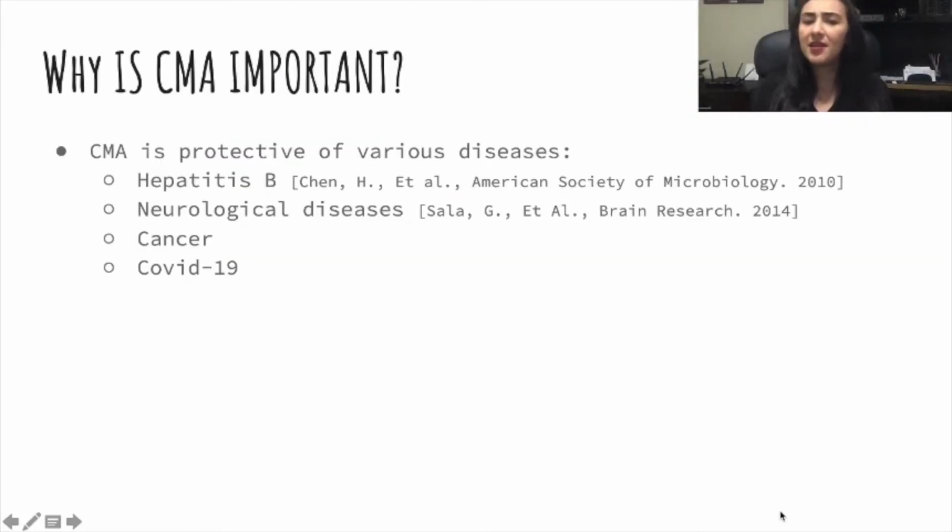So why is CMA important? Well, CMA is protective of various diseases. It will either go faster or more slowly depending on the disease. It has been linked to diseases such as hepatitis B, neurological diseases like Alzheimer's, cancer, and COVID-19, which are all part of our ongoing research to know how CMA interacts, but also how can we do something to help it.